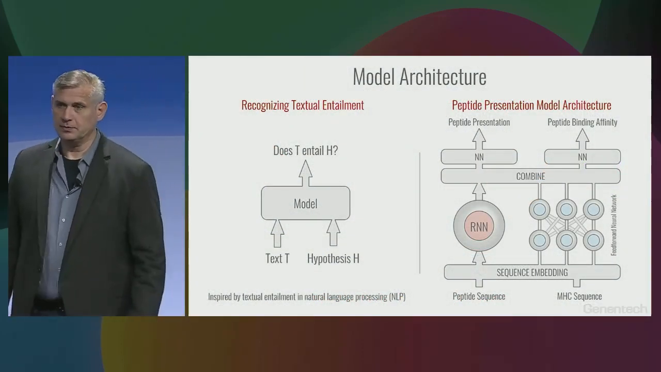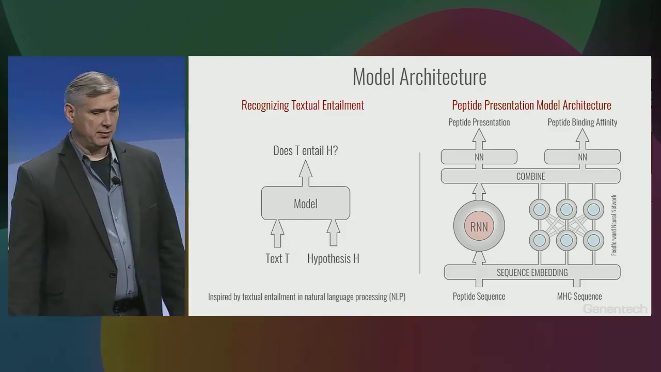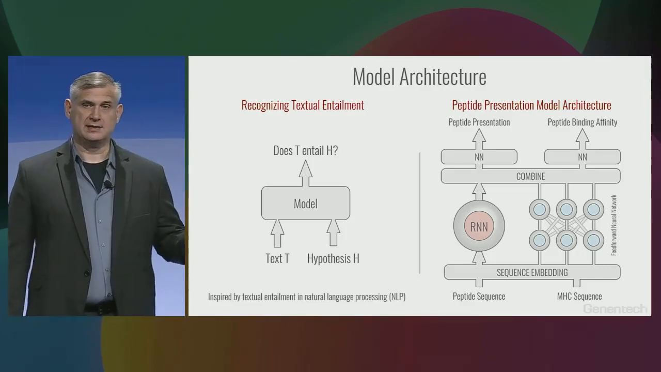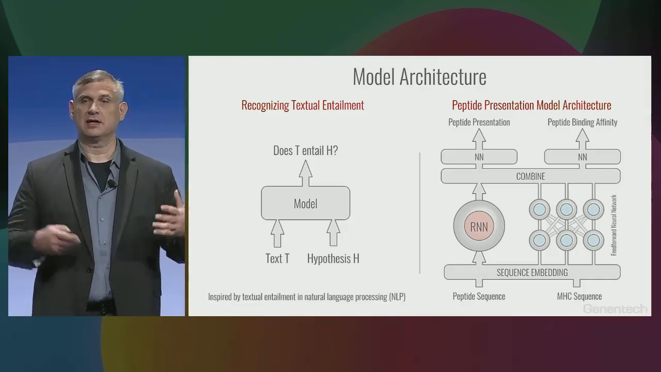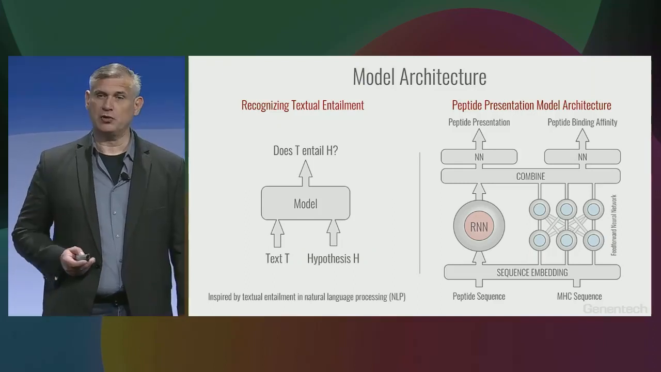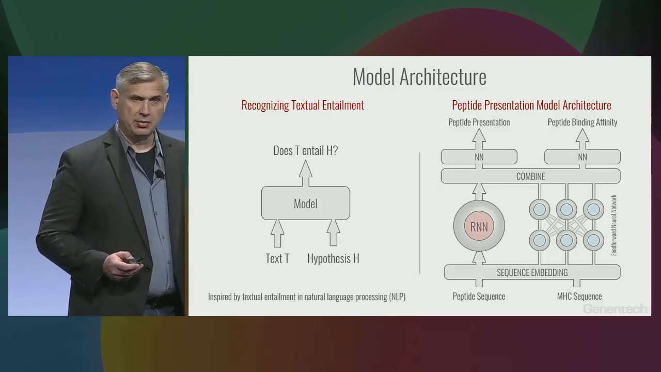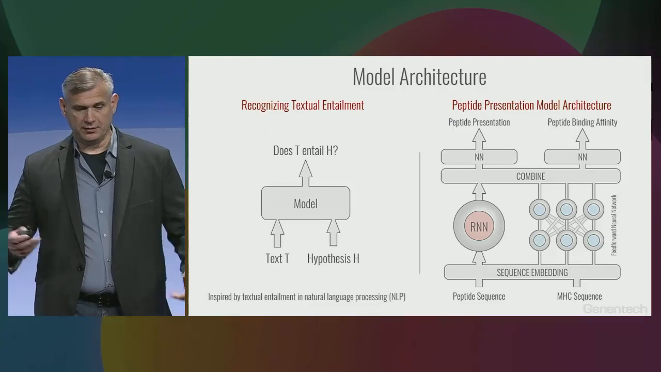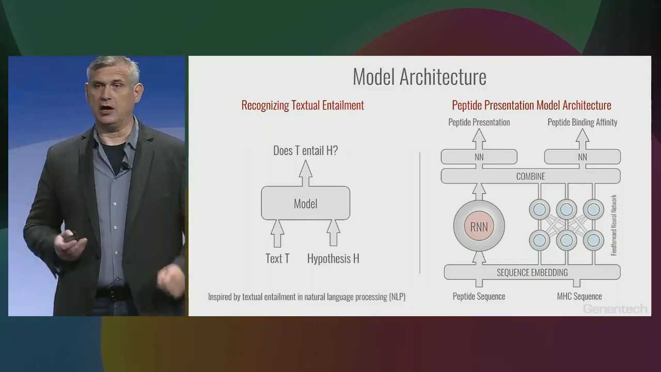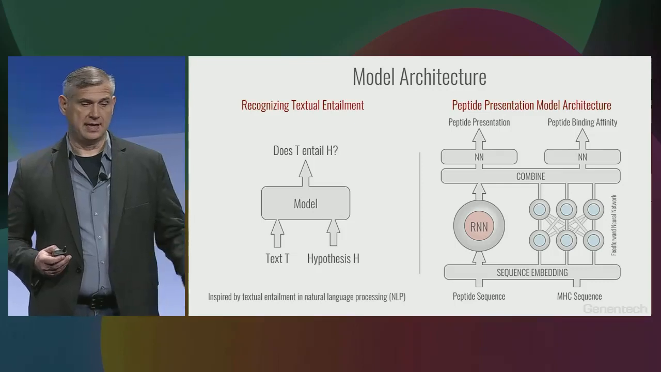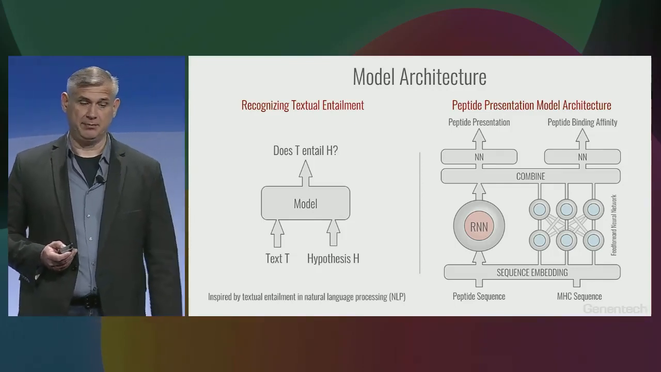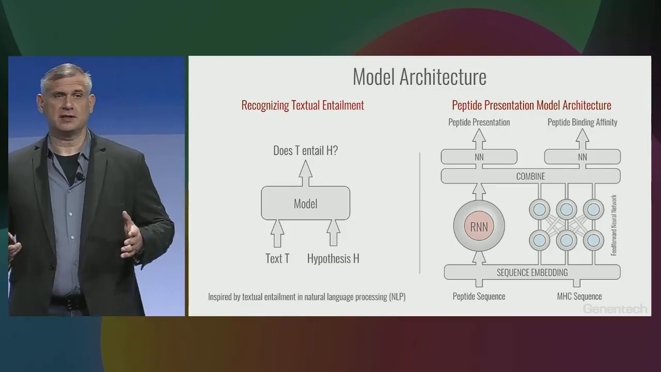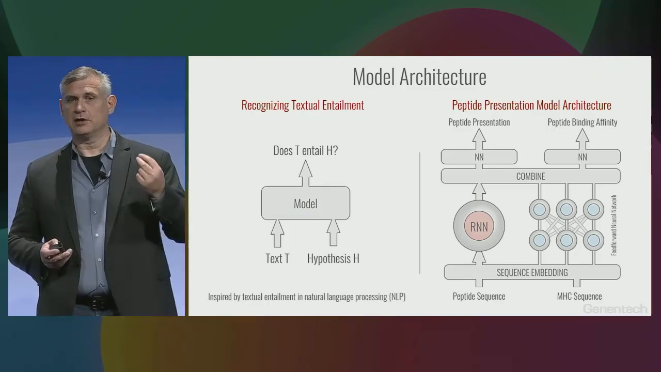Our model architecture that we have used here is inspired by textual entailment in natural language processing. So basically where a text entails a hypothesis, and we have incorporated that into our composite model where we use partially a recurrent neural network as well as a straightforward feed-forward network, combine the outputs of these 2 networks, and predict at the same time the peptide presentation as well as the peptide binding.